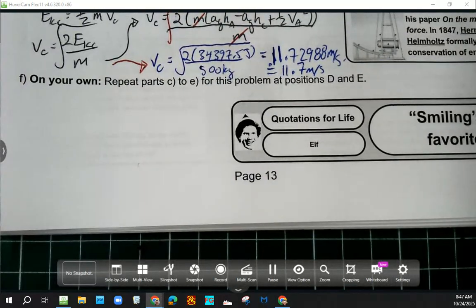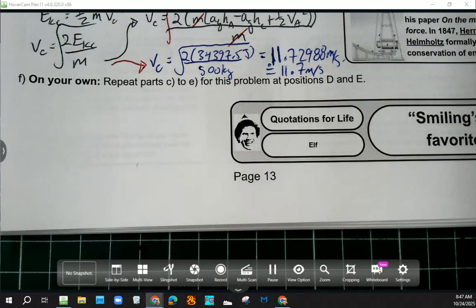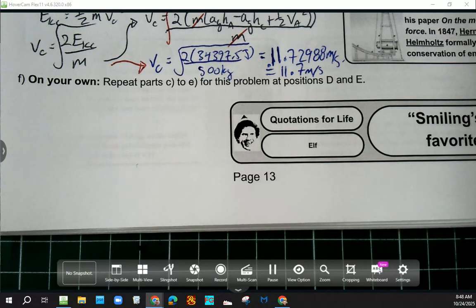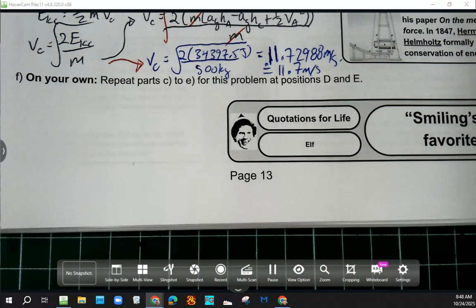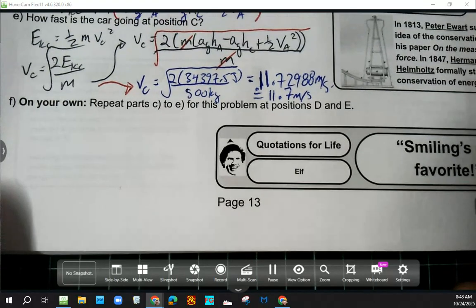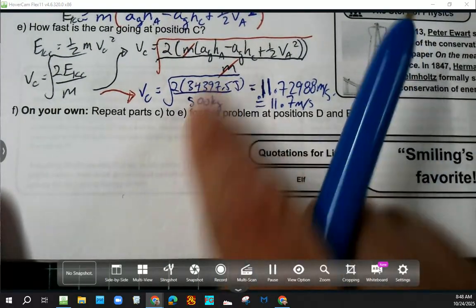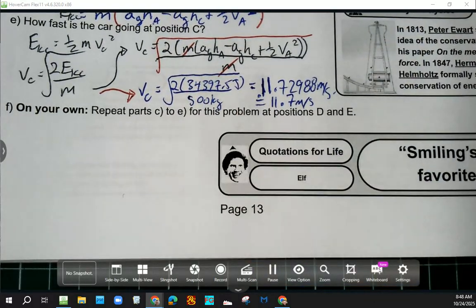Anyway, part F, on your own, repeat parts C to E for this problem at positions D and E. I don't want to spend my time doing that. But if you want to build your confidence on this one, and you feel like I held your hand through this, check to make sure. See if you can do it yourself. Go through the process. Consider using the piecewise method or using the generalized equation method. Totally up to you. But again, that's just a confidence builder at this point. Make sure you can do it.